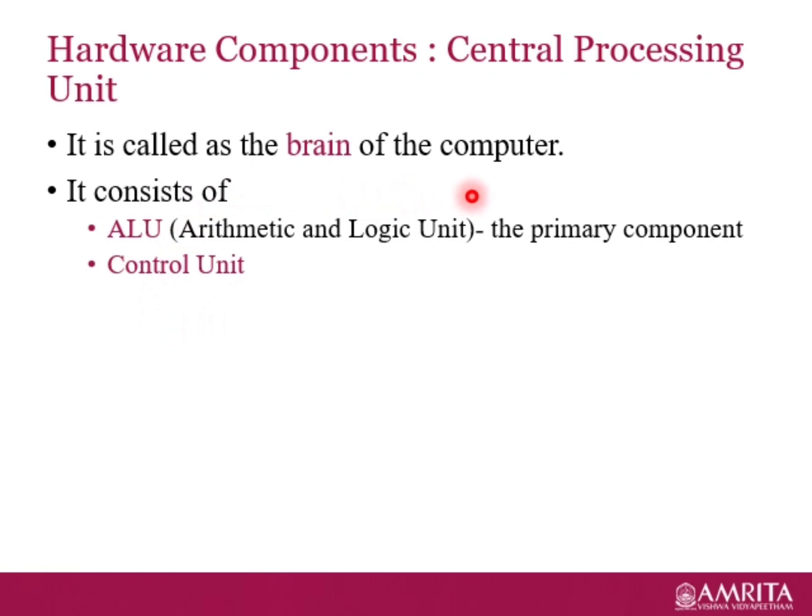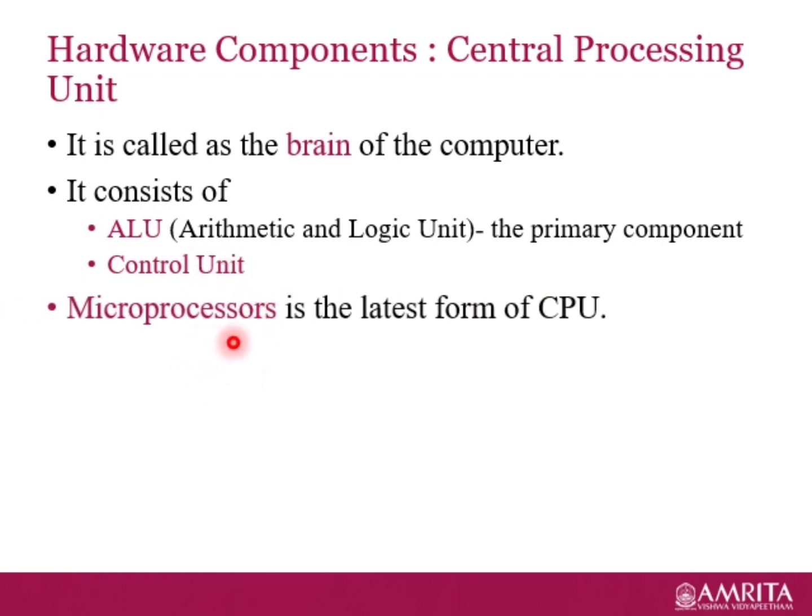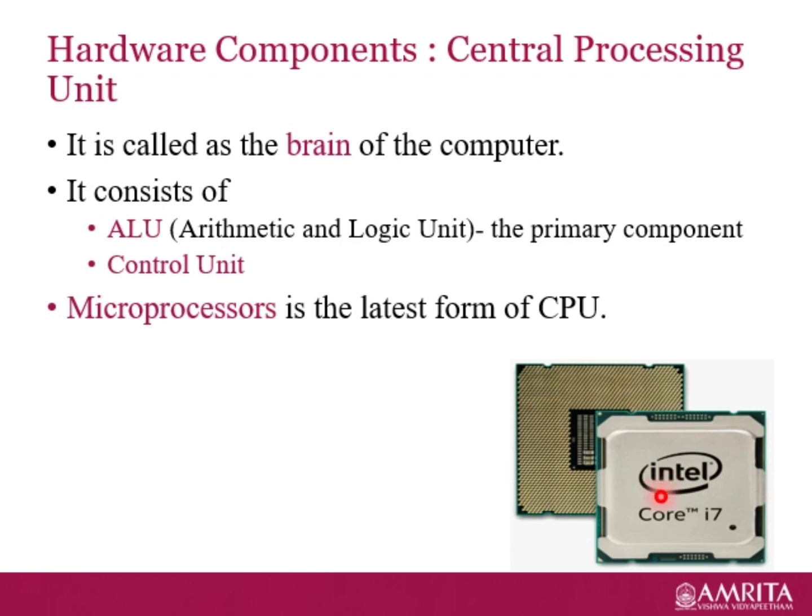The most important hardware component of a computer system is the CPU, which is the Central Processing Unit. It is also called the brain of the computer. It consists of the arithmetic logic unit, which is the primary component, and also contains the control unit. The microprocessor that is available in today's machines is the latest form of CPU, like the Intel Core i7, i5. So these are all examples of CPUs in the latest computers. This small chip itself contains the arithmetic logic unit, control unit, and some internal memory.